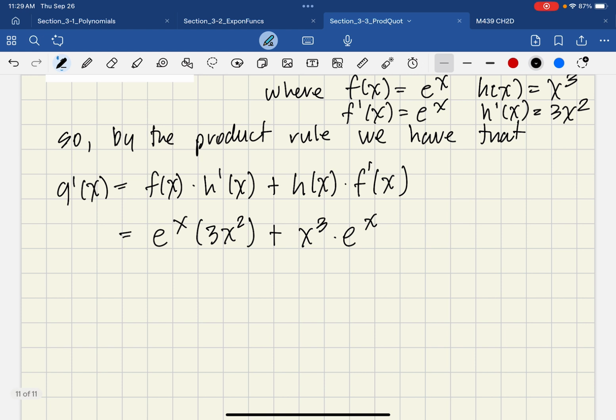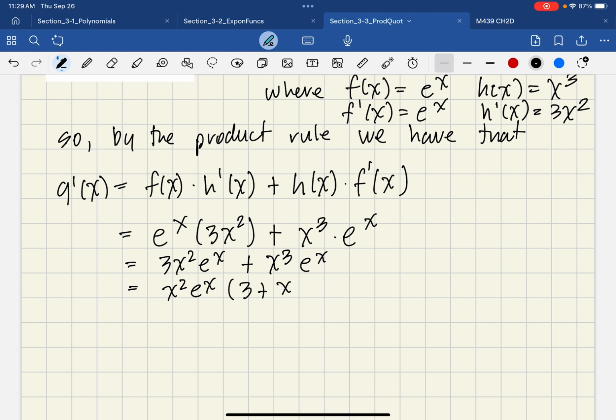So what do we get? Let's write it this way. How about 3x squared e to the x plus x to the third e to the x? It'd be a perfectly good way to write the derivative. Or you could factor it if you'd like. I can see that an x squared and an e to the x are common terms. So we end up with what? 3 plus x in parentheses. So another way to write it would be that way.